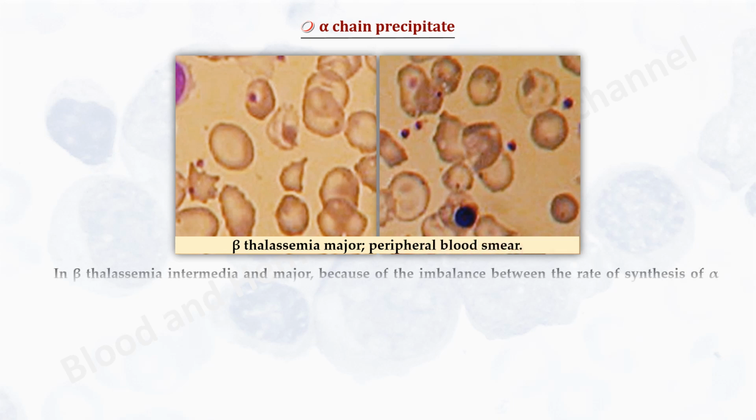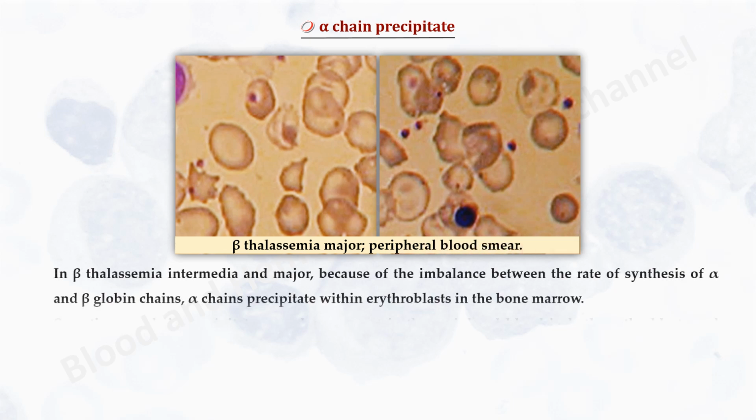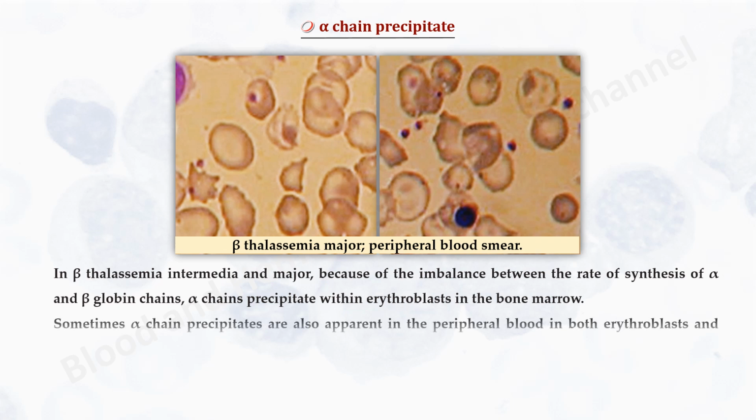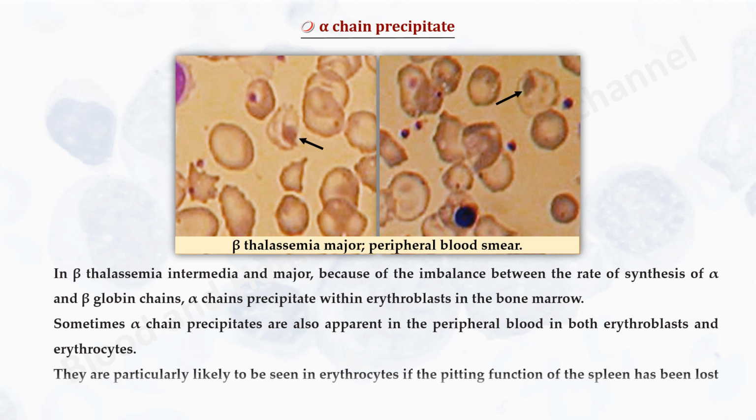In beta thalassemia intermedia and major, because of the imbalance between the rate of synthesis of alpha and beta globin chains, alpha chains precipitate within erythroblasts in the bone marrow. Sometimes alpha chain precipitates are also apparent in the peripheral blood in both erythroblasts and erythrocytes. They are particularly likely to be seen in erythrocytes if the pitting function of the spleen has been lost as a result of splenectomy.